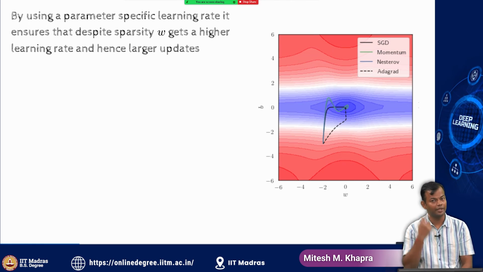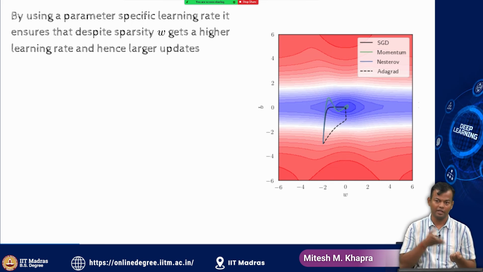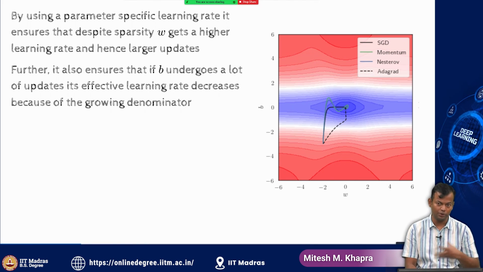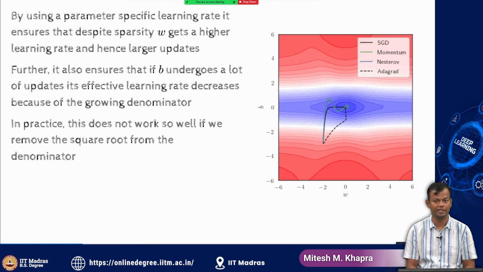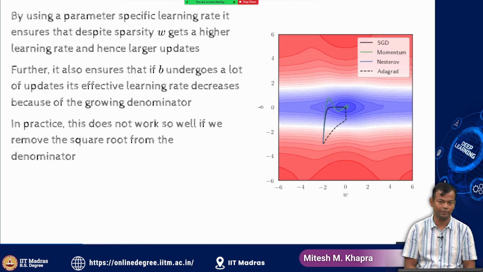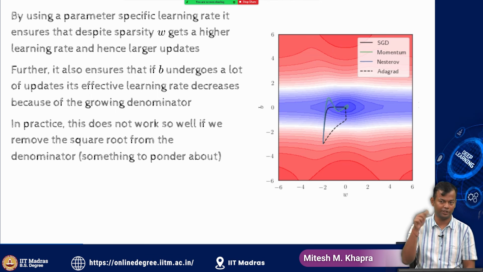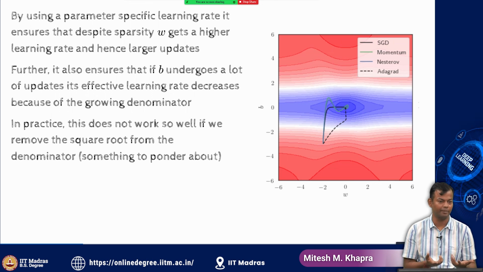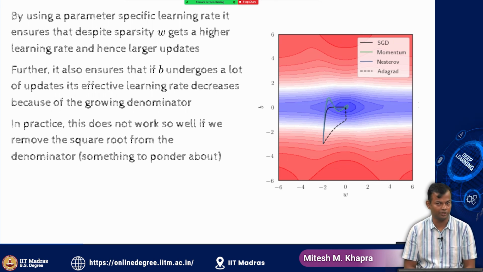Okay. So now by using a parameter specific learning rate, we have ensured that despite W being sparse, we are still able to move in that direction. And also we have ensured that B is undergoing a lot of updates, but its effective learning rate is decreasing. And there is something to ponder about, which is not theoretically justified. You could imagine that in the denominator, I could have had eta divided by Vt as opposed to the square root of Vt, right? I would have got the same effect, that the effective learning rate is inversely proportional to the accumulated history, right? But if you replace the square root by just Vt, then this algorithm does not work so well.